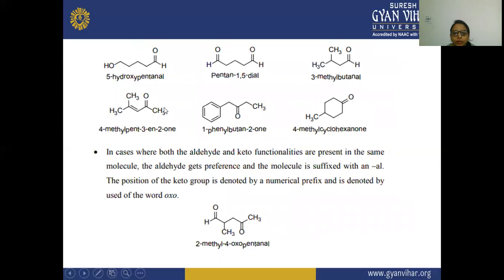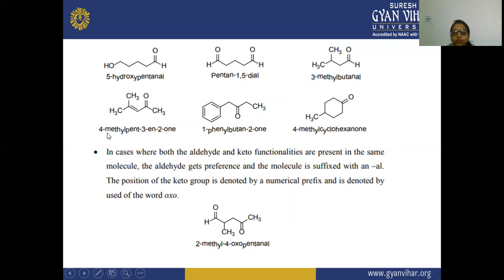Next, these are the names. This is your aldehyde, you can see here. So here on the fifth position, the hydroxy group is attached. We are numbering it from this side. So here 5-hydroxy pentanal. Here you can see the pentane-1,5-dial, because on both the sides the aldehyde group is attached. So its name is pentane-1,5-dial. And here one side is your aldehyde. So there its name is 3-methyl butanal, because on the third position, 1, 2, 3, is your methyl group. So this name is your 3-methyl butanal.